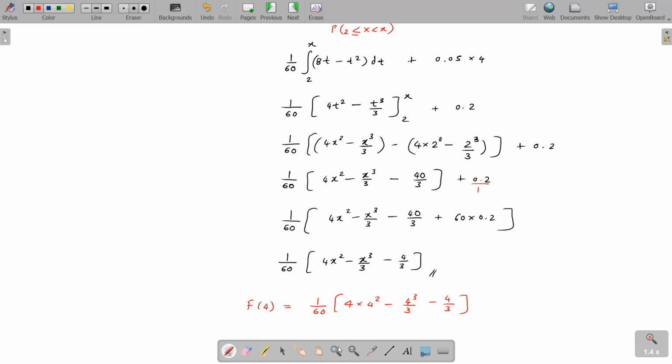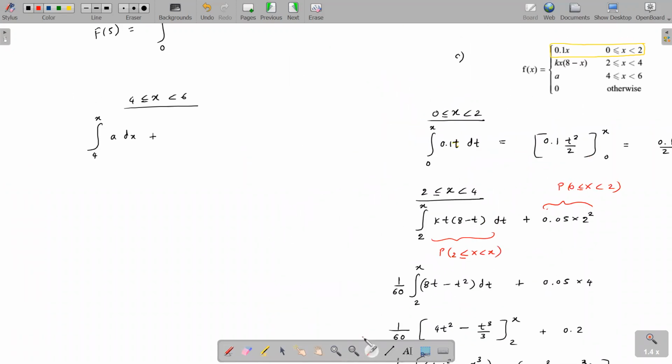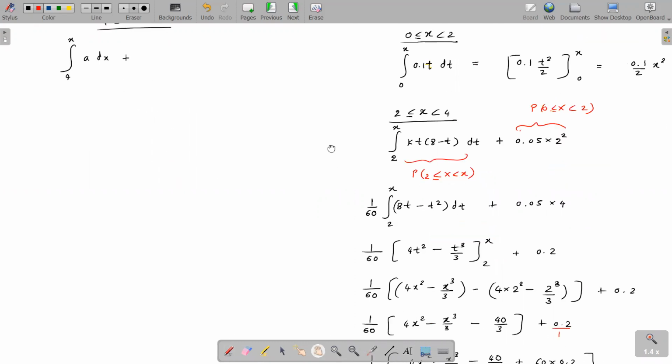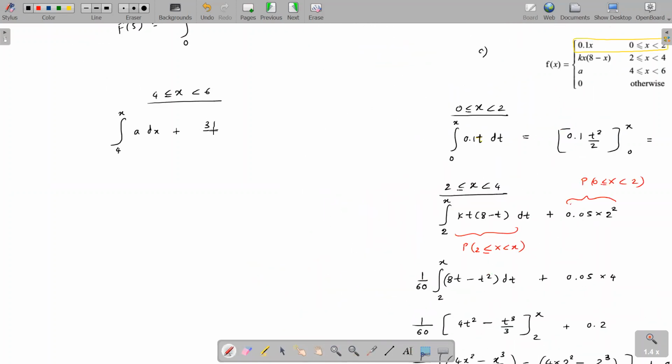So let's simplify this and get this figure here. Okay, so I get this answer here. You can type it in the calculator. So we get it as 31 over 45. Basically this is the total area under the graph from 0 to 4. Now I want the area from 0 to 4, and I need to add it here, which we got as 31 over 45, the F(4) value. You need to add it.